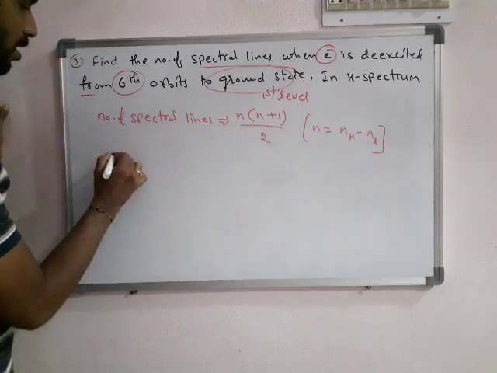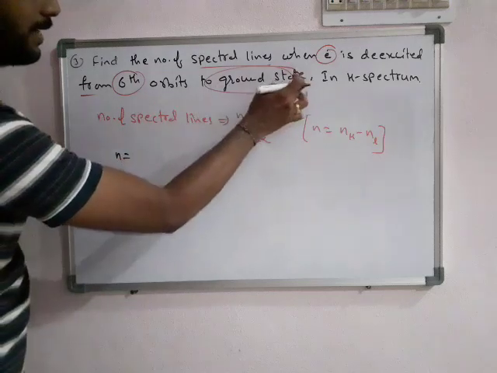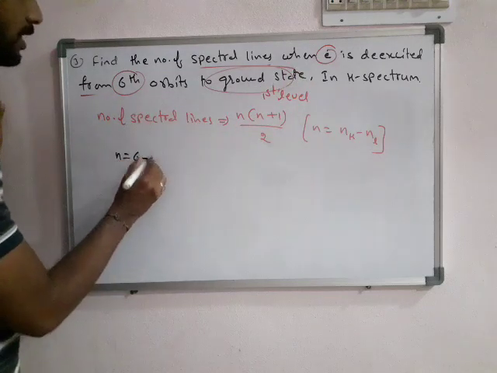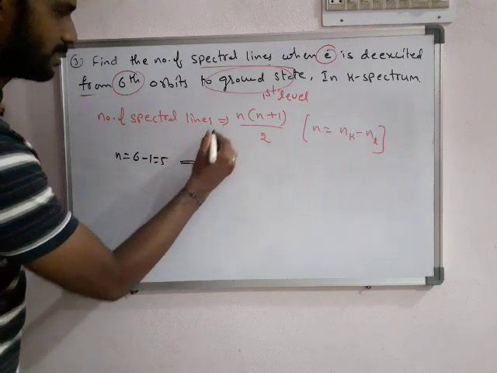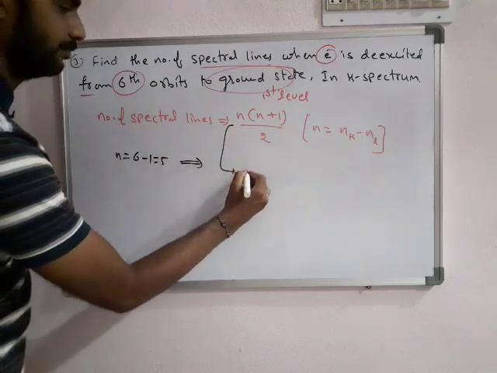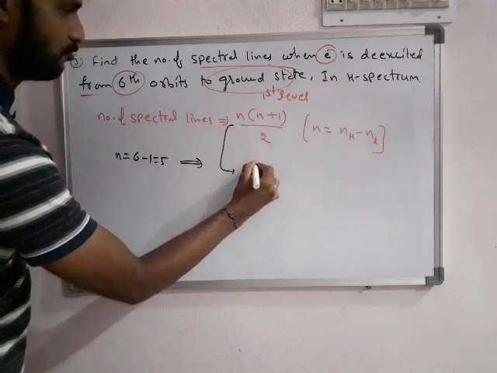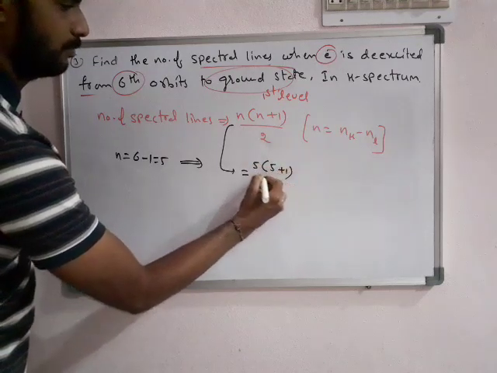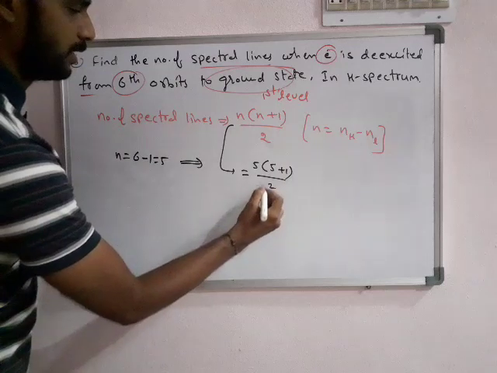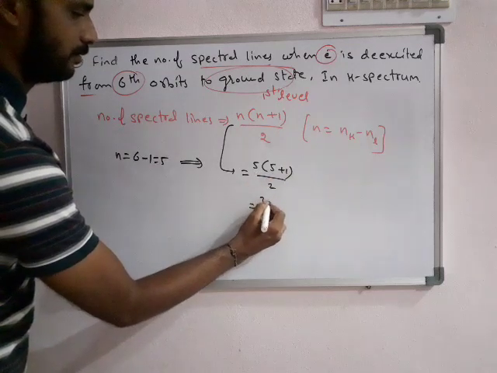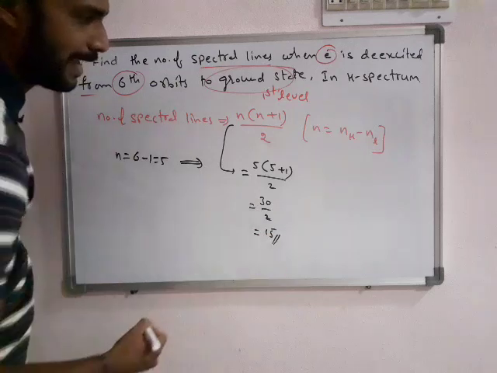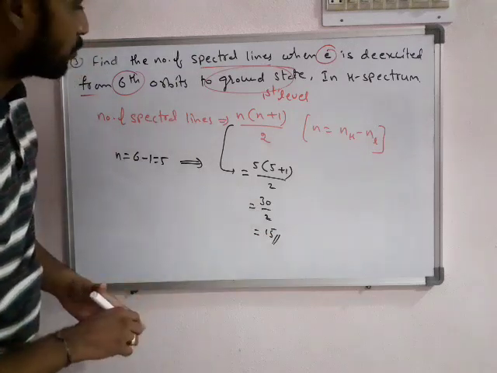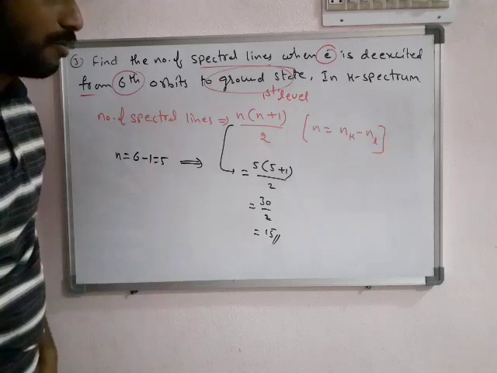Here N is equal to, what is the higher level? 6th is the higher level. What is the lower level? First level. So N is equal to 5. By substituting in this, the number of spectral lines equals 5 into 6 by 2. That is 30 by 2, which equals 15 lines formed when the electron is de-excited from 6 to first level.